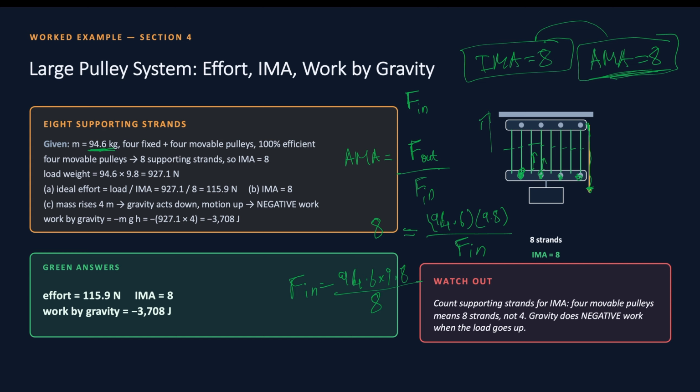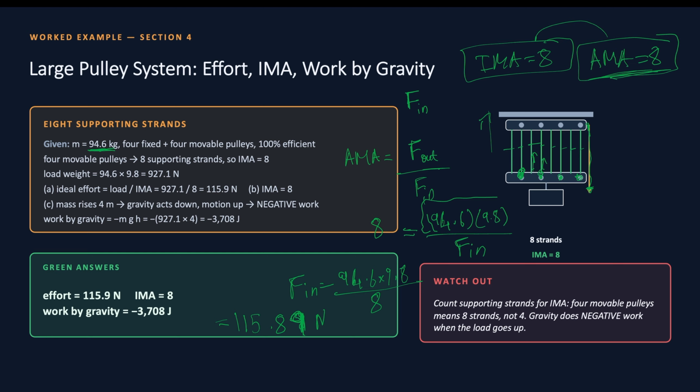So this should give me about 115.88 newtons. Or I'll just round it to 115.89. Okay. Now I have what I need, my force in, and now I need to know the work done by gravity, okay? Here, this is just the force of gravity. What's my work done by gravity?